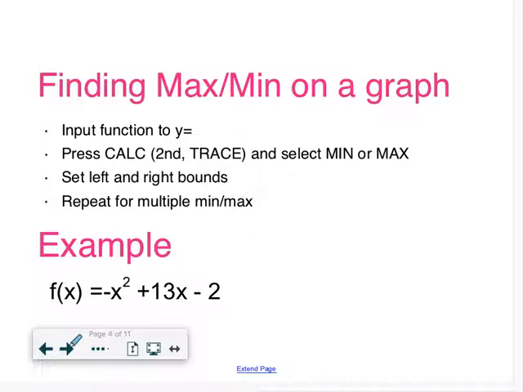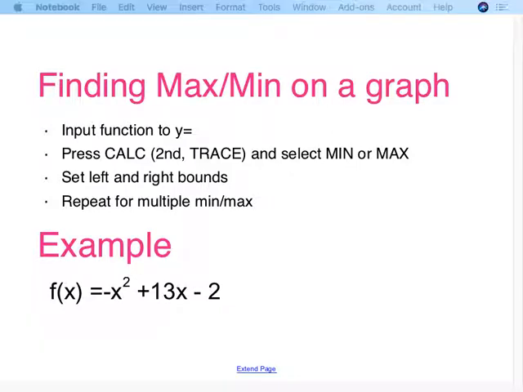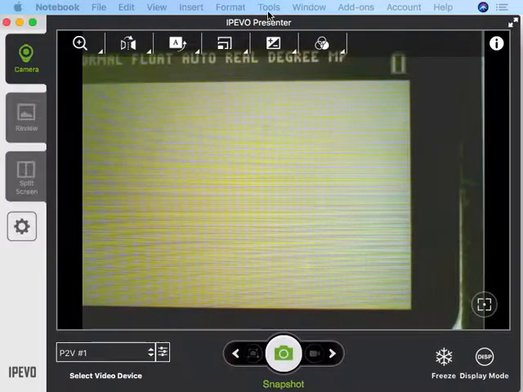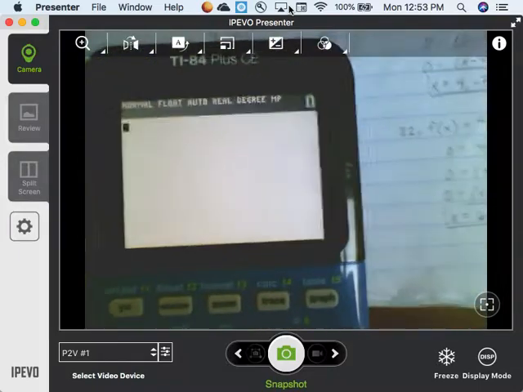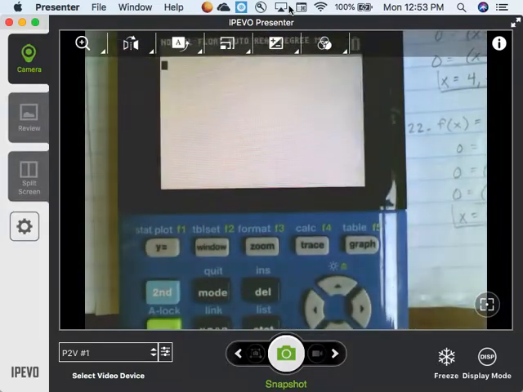Yep, she'll catch up. Okay, we're going to do this example at the bottom of the screen, negative x squared plus 13x minus 2. So I'm going to pull my calculator up on the screen. And I'm just in like the blank screen that I normally am. And we're going to do that first step, which is go to the y equals menu. I'm going to zoom out real quick so you can see a little bit more of my calculator.